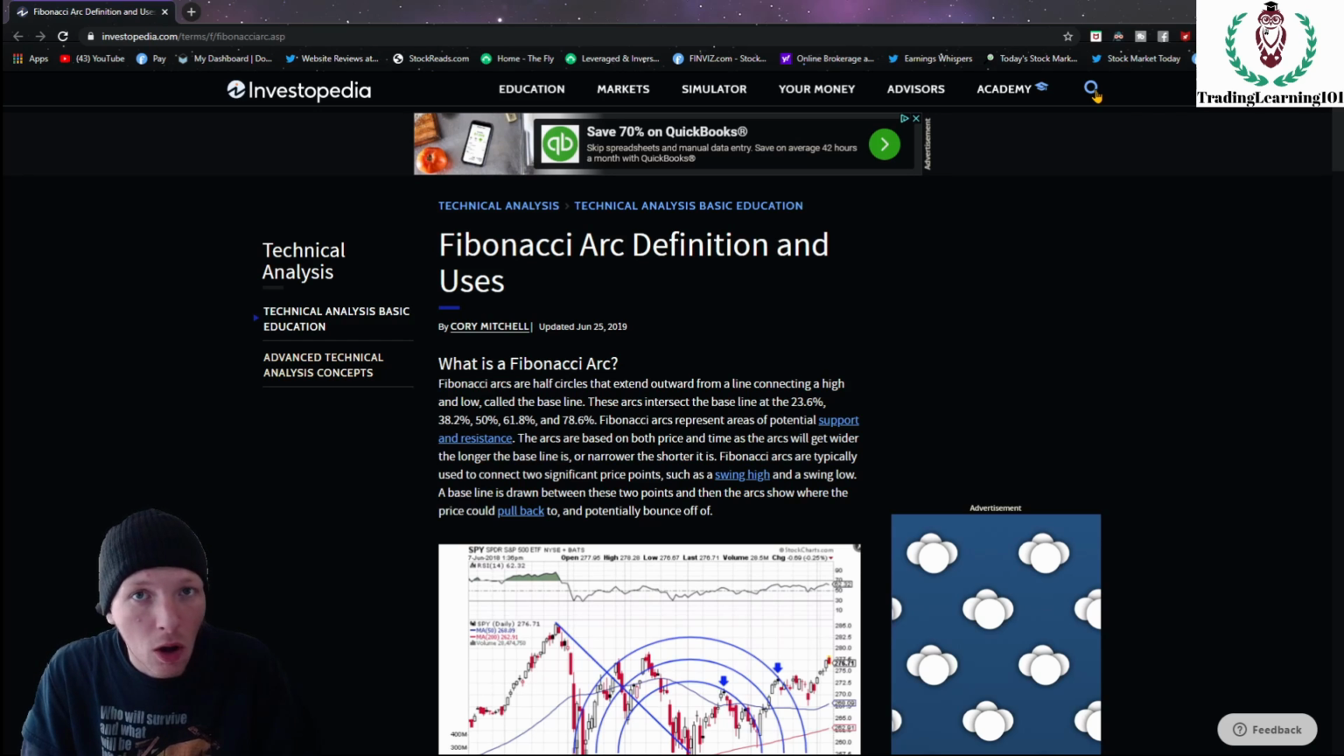They're not going to work all the time, but when you use these multiple tools and entwine them all together, when they all start to align, that's when you can start to see the stars align in the sky and the chart starting to make sense to you.